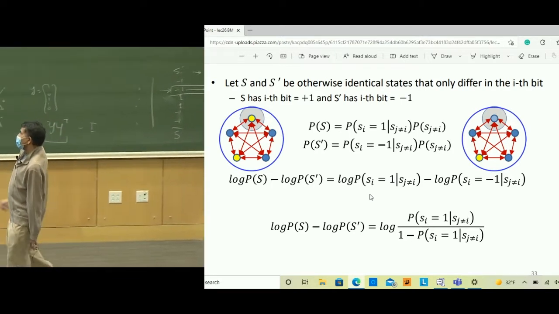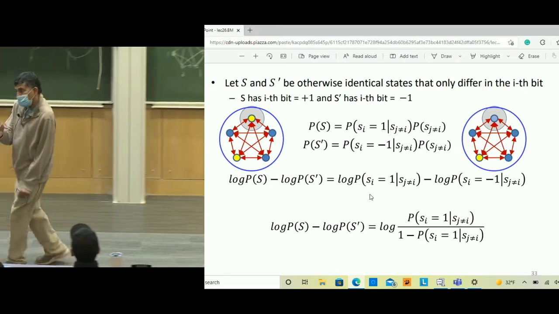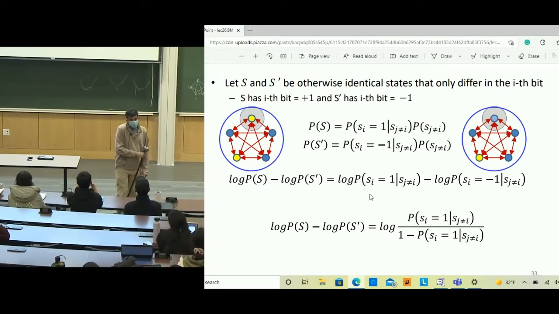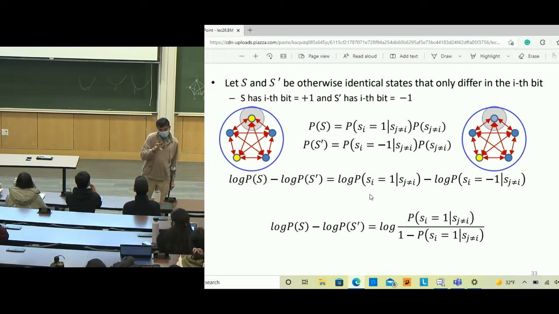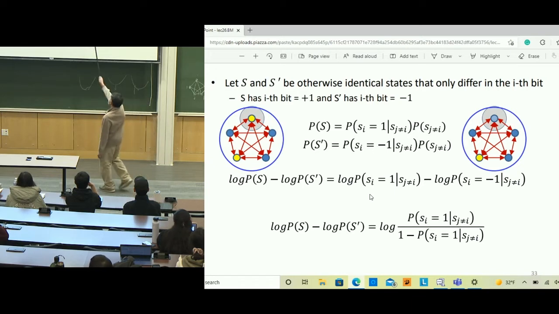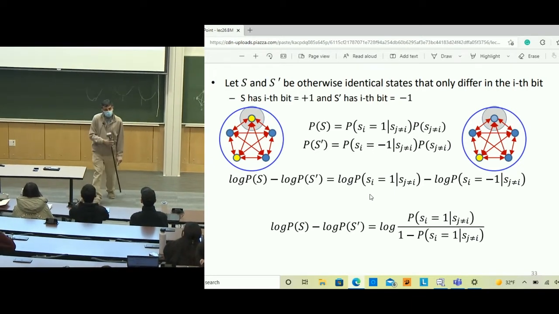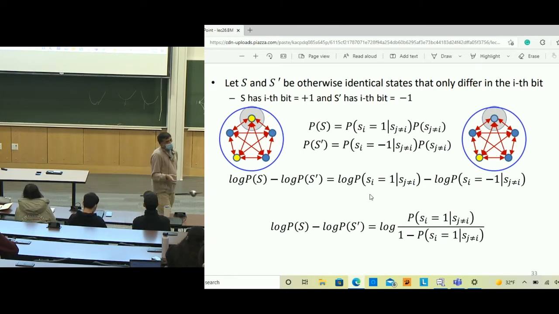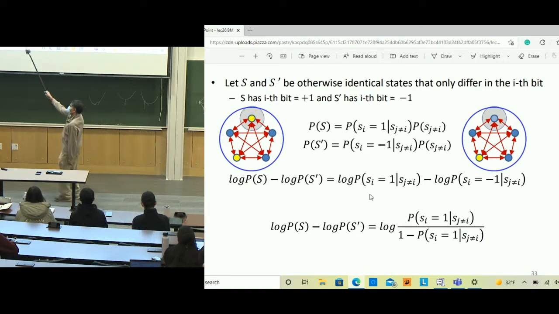So let's just look at how this works out. We have two different state sequences, states. They differ in only one bit. Because they differ in only one bit, if I look at the probabilities of the two states, I can decompose it using Bayes' rule as the probability for the remaining bits times the conditional probability of that one bit, right? And so if I take the log of these two probabilities and take the difference, then the probabilities for the remaining bits go away because they're common to both terms.